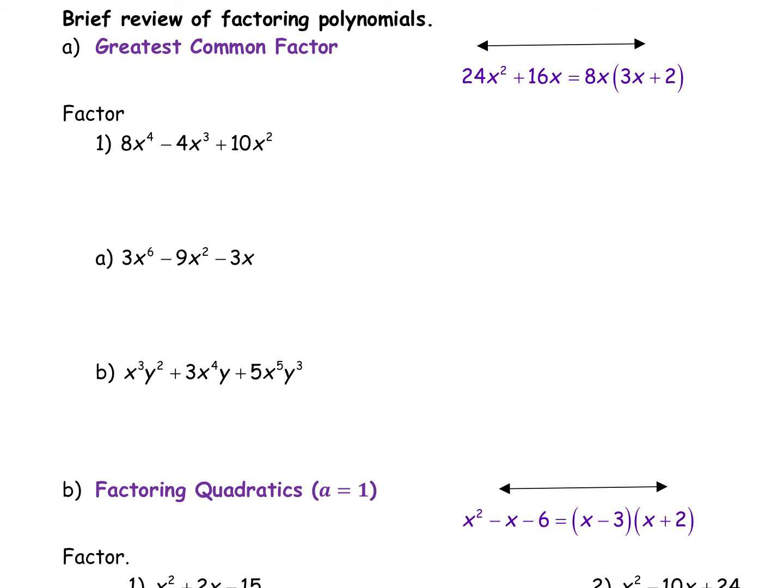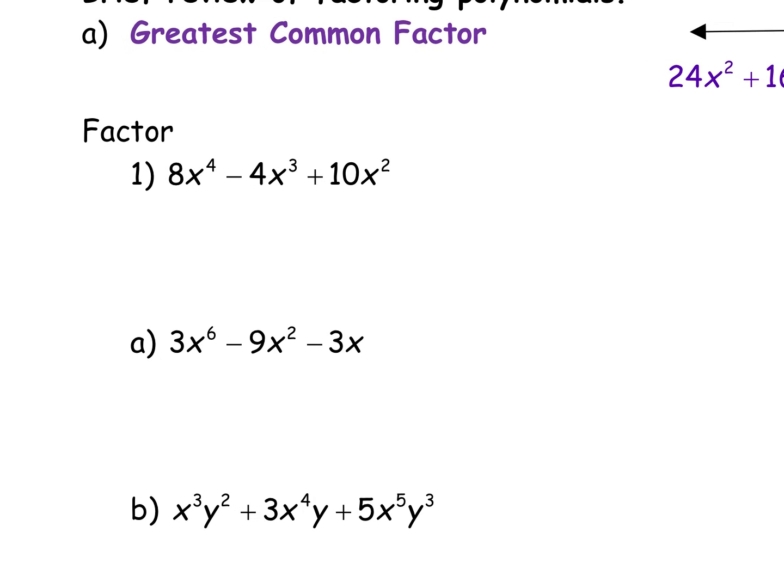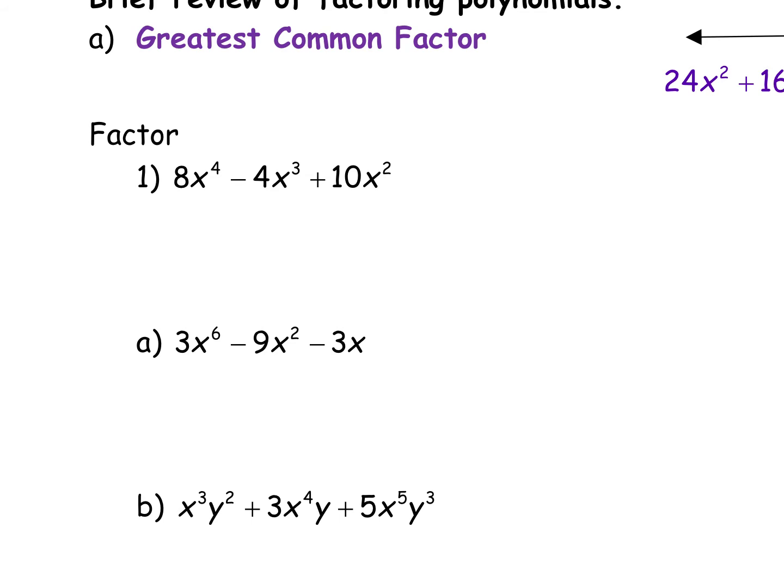8x to the fourth minus 4x cubed plus 10x squared. What is in all three of those terms? I think I need to get rid of the x's to see if I can actually factor it first. What can I take out of 8x to the fourth minus 4x cubed plus 10x squared? And what else? 2x. How many x's out of each term can I take?